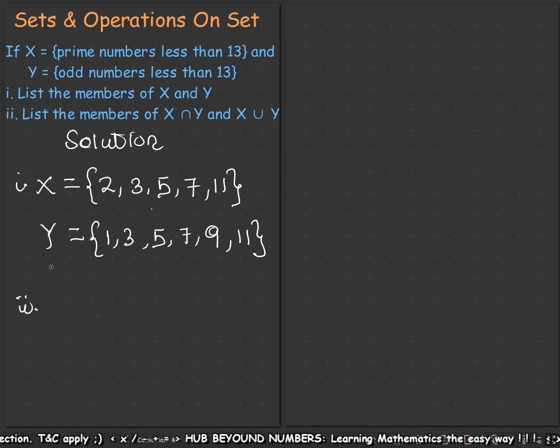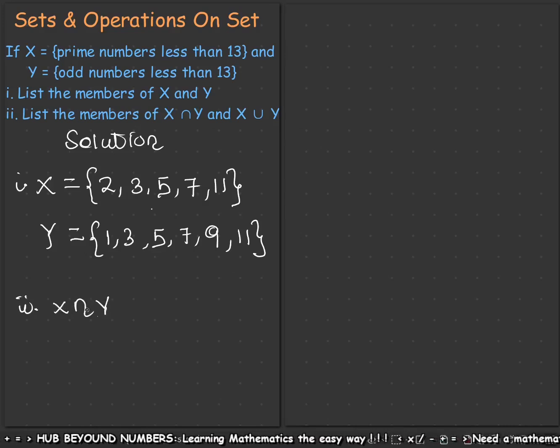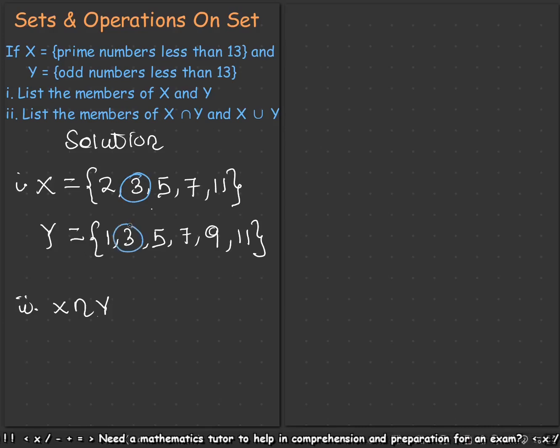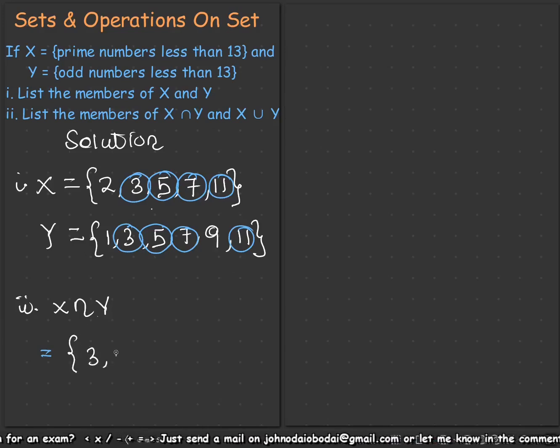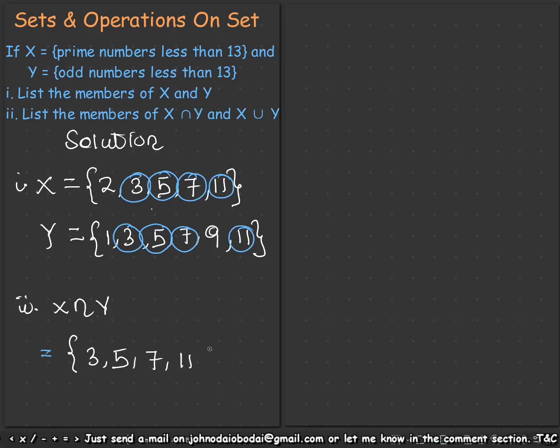Then if you look at the second part, it says we should list the elements or the members of x intersection y. Intersection simply has to do with what these two sets have in common. If you look at these two sets carefully, you realize that they have 3 in common, 5 in common, 7 also in common, and 11 in common. So for x intersection y, the elements we have circled above are 3, 5, 7, and 11. Those are our x intersection y.